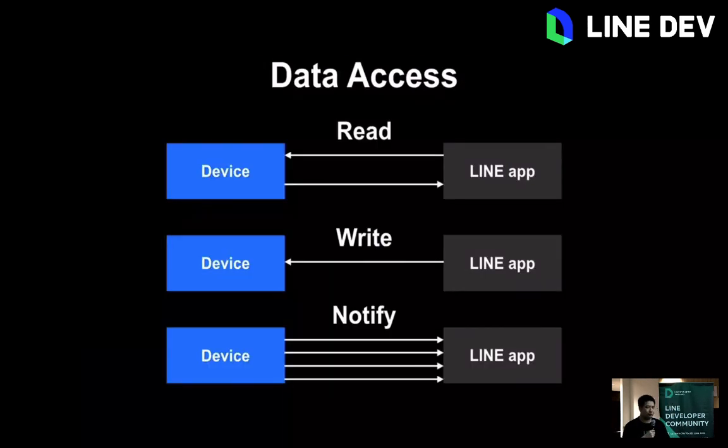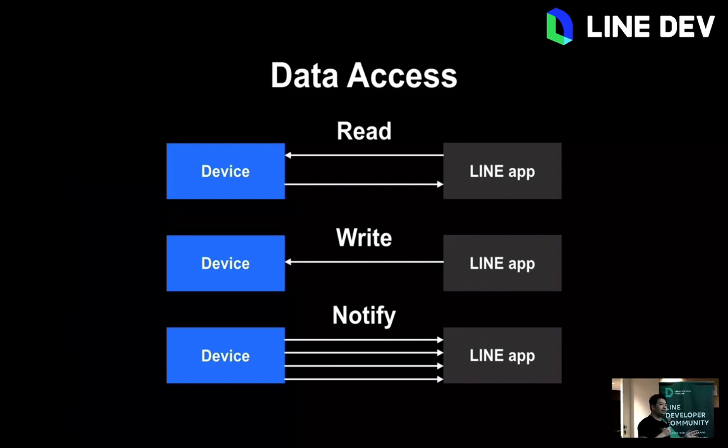Now, just what are the differences between read, write, and notify? So, the read characteristic allows the LINE application to read data from the device, and vice versa, which means that the device can also read information straight from the LINE application. However, what if we want to update something within the device? The LINE application can then use the write characteristic to write information into the Bluetooth device. And lastly, what if there are changes within the Bluetooth device and you would like to know about it instantly, immediately? The device can then send notifications over through the notify characteristic into the LINE app.